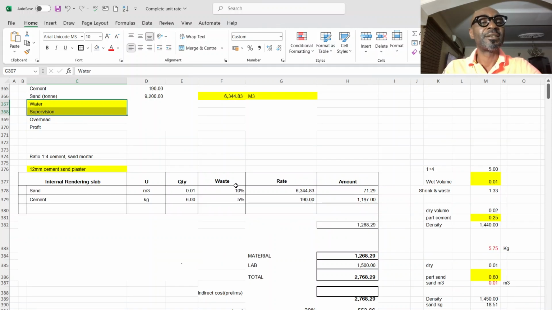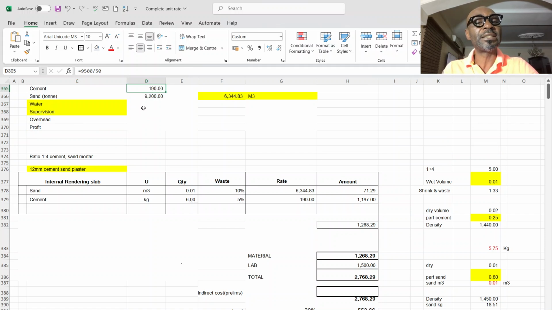Having said that, as we can see, we have the cost per kg for cement as 190, then the cost per cubic meter of sand as 6,344. So now what we need to do next is to convert the square area into cubic meter by multiplying the square area by the thickness, which is 12. You see 1 times 1 times 0.012 to give you a cubic meter.